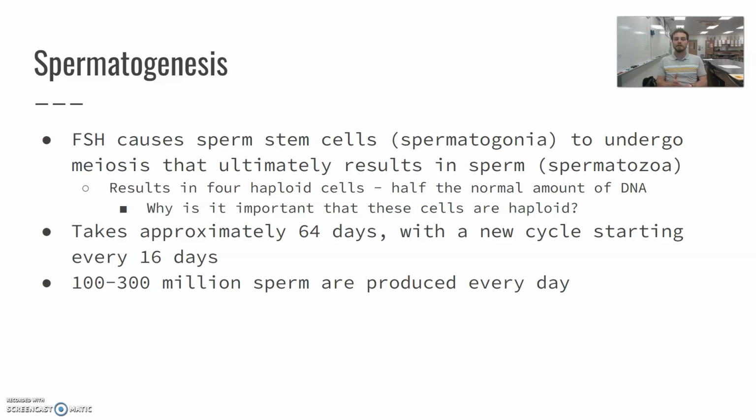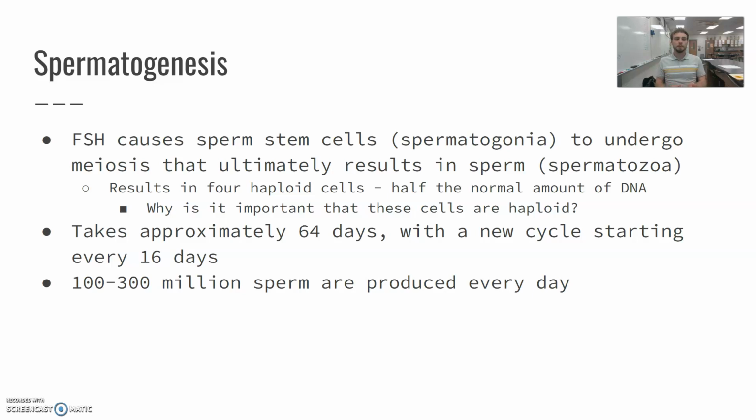And so they have half the normal set of DNA so that when they meet another haploid oocyte, or the egg cell, and combine for fertilization, that's going to give you 1/2 plus 1/2 is 1. That is your full normal amount of DNA. So that's why it's important that spermatogenesis form haploid cells.